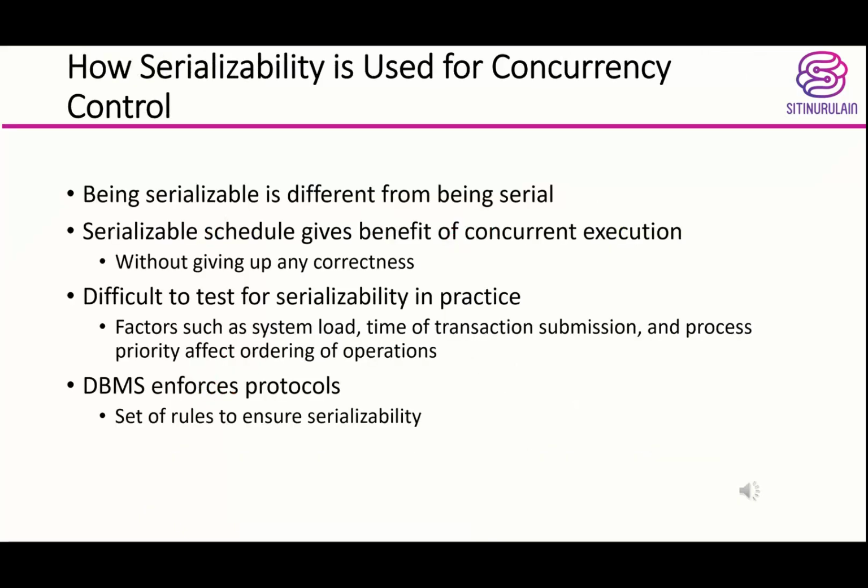How serializability is used for concurrency control. Being serializable is different from being serial. A serializable schedule gives the benefit of concurrent execution without giving up any correctness. It is difficult to test for serializability in practice. Factors such as system load, time of transaction submission, and process priority affect the ordering of operations. The DBMS enforces protocols, a set of rules to ensure serializability.